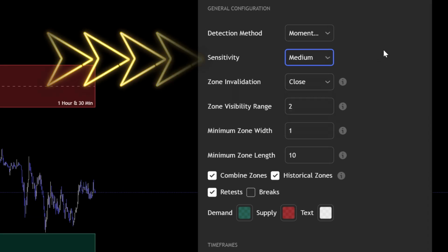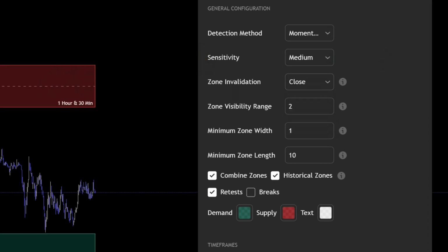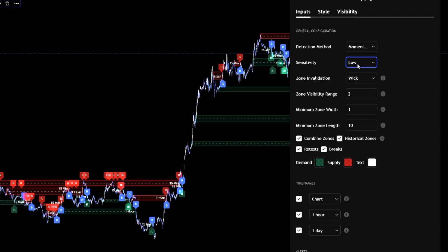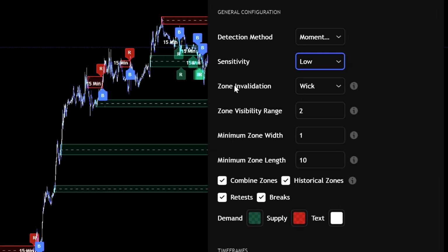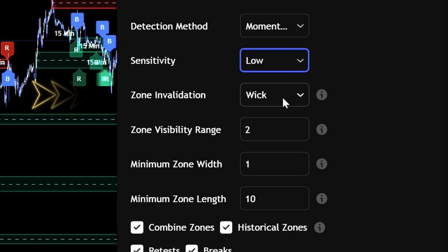It captures enough zones to stay active in the market without overwhelming the chart with too many small and insignificant ones, making it practical for most trading styles and conditions. Next, there's zone invalidation, which determines when a zone is no longer valid. You can select either close or wick.